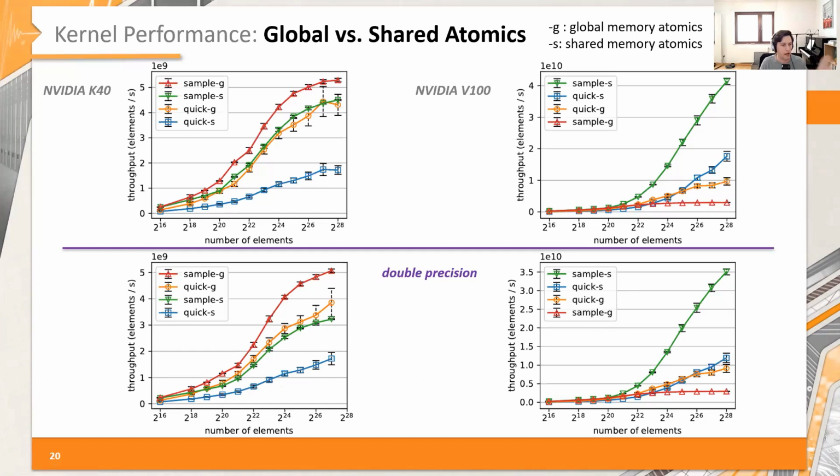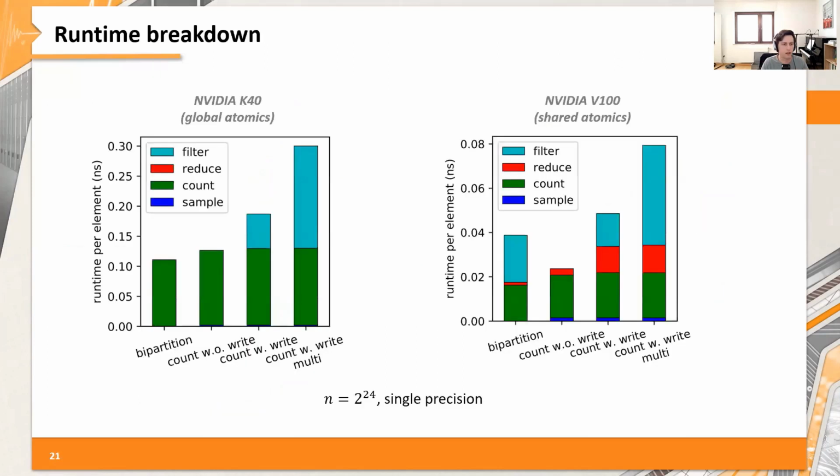And this is now a high-level overview. I left out a lot of details here. For example, how to deal with the recursion itself, how the individual kernels are implemented and tuned. I just want to go over a few small details here. So if you look at the runtime breakdown for the individual kernels, I have here the K40 and the V100 with their respective fast atomics. On the K40, the bipartition kernel for quick select and the count kernel for SampleSelect, either with writing out the bucket index for each element as a byte or without writing it out, those are basically indistinguishable from each other.